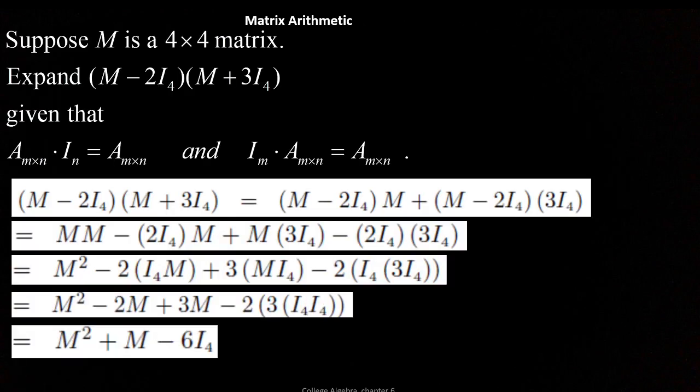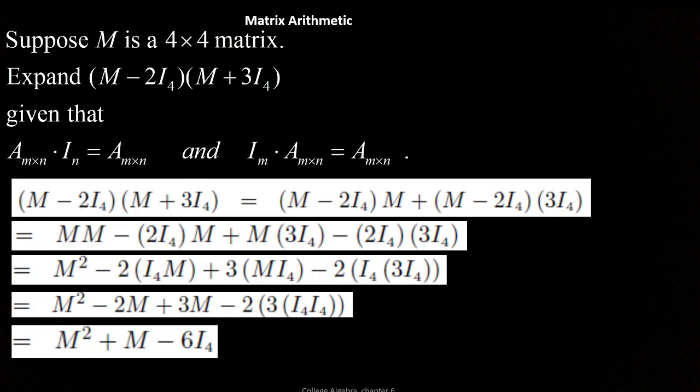Here is another example, and I'll let you look at it. So here M is a 4 by 4 matrix. It says expand this. So to expand it, we have to multiply M by M, right? Then M by that, and then this by that, and this by that. So here all of these are allowed.